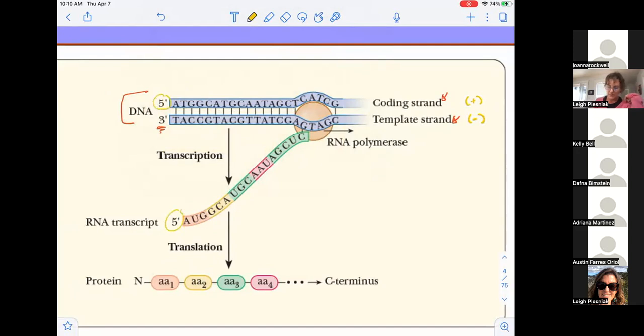So if we look at the 5', it's going to be the same. ATG, this is AUG, because T gets substituted with a U in the messenger RNA. The coding strand is also often called the sense strand, and the template strand is called the antisense strand. The messenger RNA goes on to code for the amino acid sequence in proteins during translation.